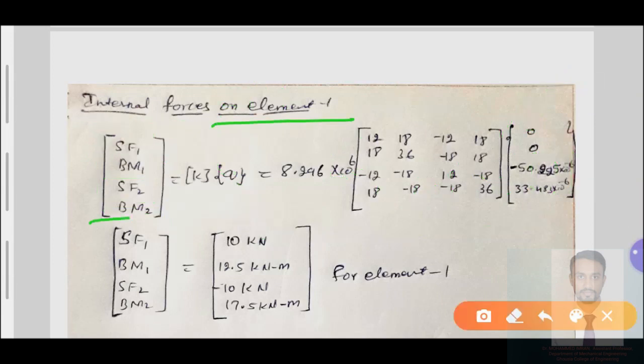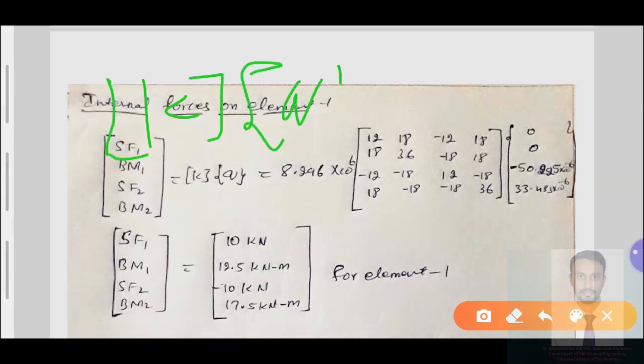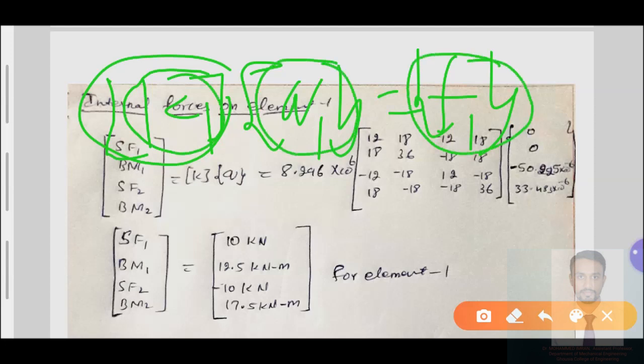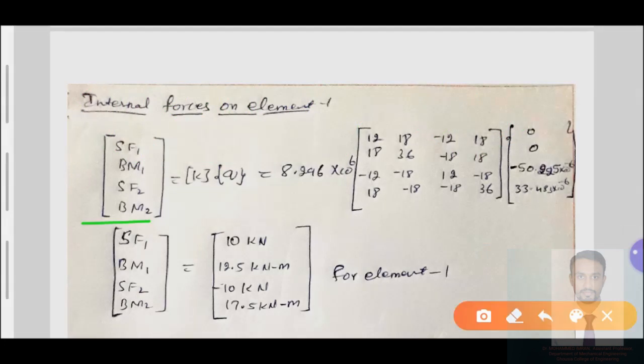First I will consider element number 1. The internal force equals K into Q: stiffness matrix into displacement. When we multiply, we know the equilibrium equation, K into Q equals F. Separately we will take K1, Q1, F1. For element number 1, the stiffness matrix, displacement vector, and this is called the internal forces. We have that idea. Then the internal force F equals K into Q.